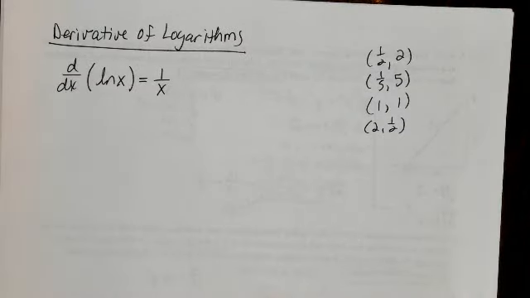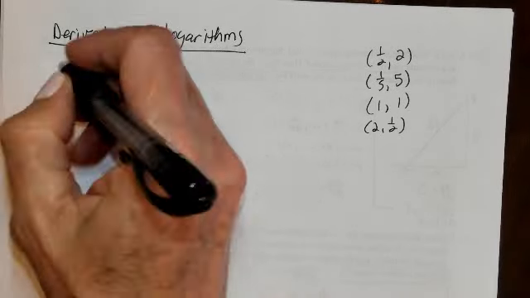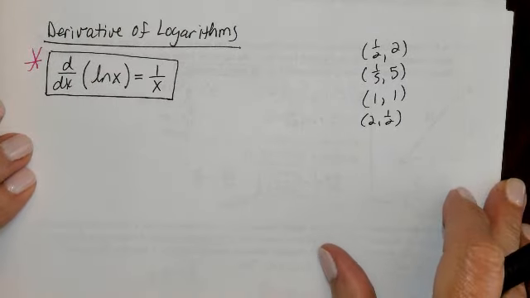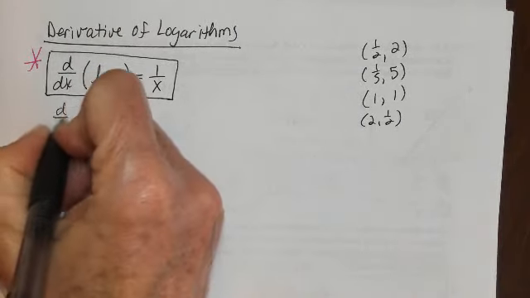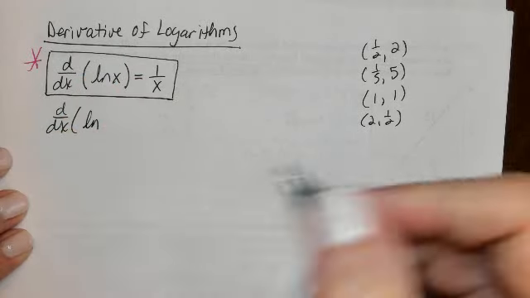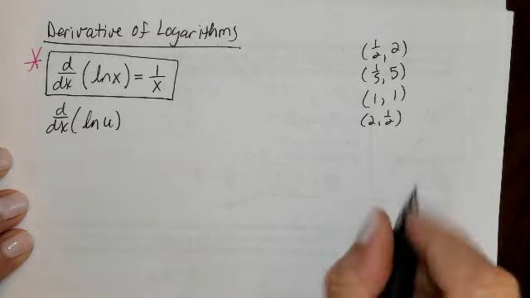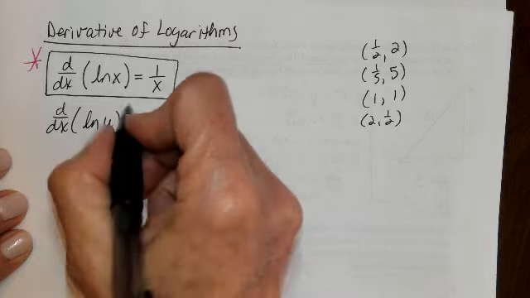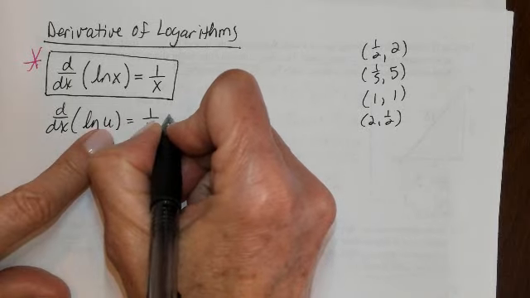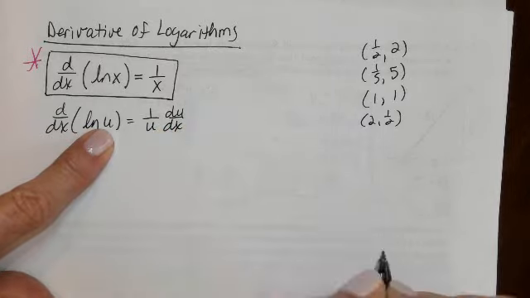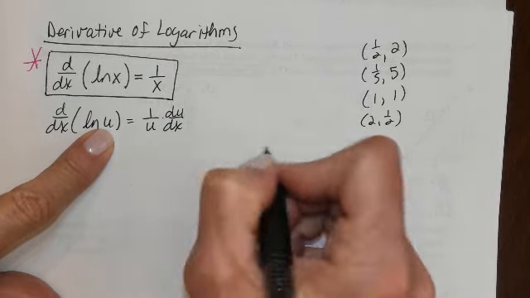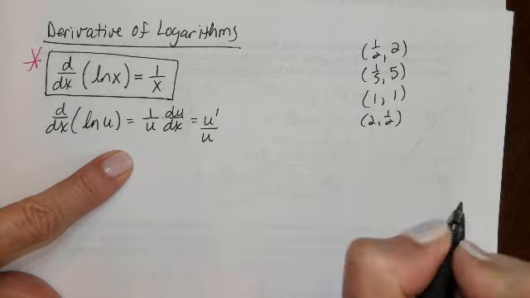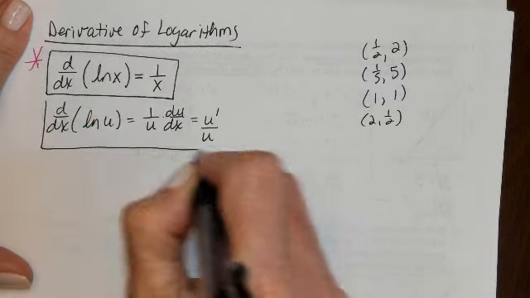Love it. Okay. This is something to know. I like to star the things you need to know. Box and star. Okay. Now, what if we have the derivative of ln of some other letter, like u? What's the derivative with respect to x? Well, this is just a little implicit differentiation, really. It would be 1 over u du dx, right? Little chain rule or implicit differentiation. Okay. Another way to write this would be u prime times 1 over u, so u prime over u.